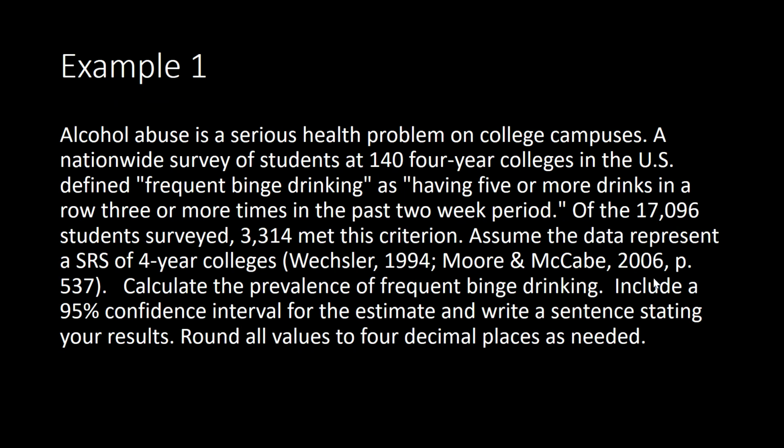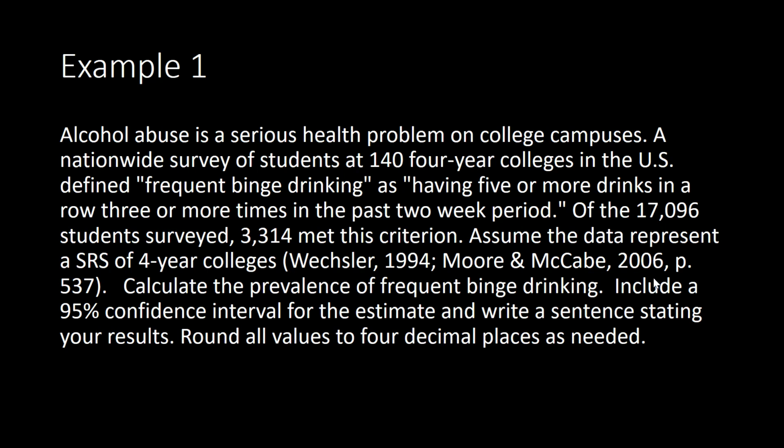Let's begin. Example 1. Alcohol abuse is a serious health problem on college campuses. A nationwide survey of students at 140 four-year colleges in the United States defined frequent binge drinking as having 5 or more drinks in a row 3 or more times in the past 2-week period. Of the 17,096 students surveyed, 3,314 met this criterion.